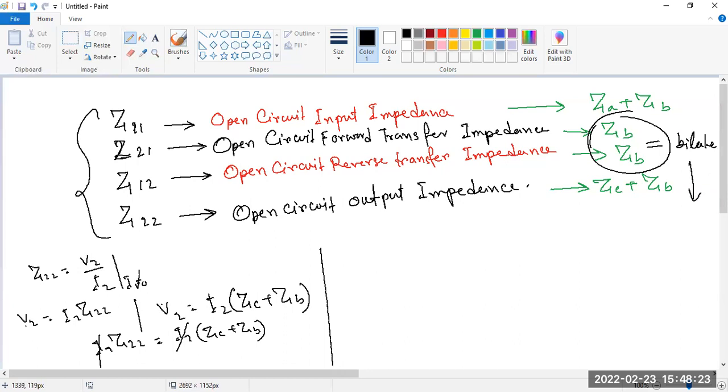It is bilateral, and this is the reciprocity principle. So this is the Z parameter.